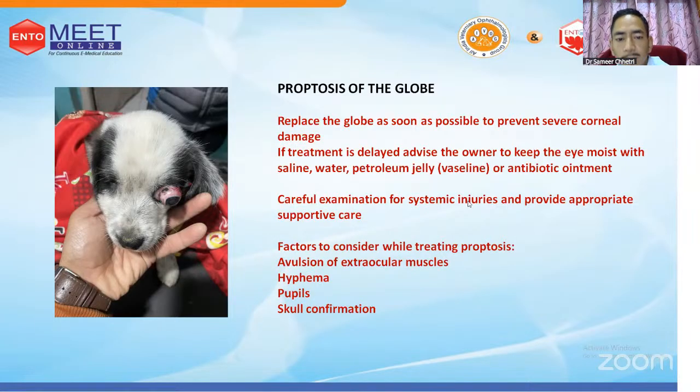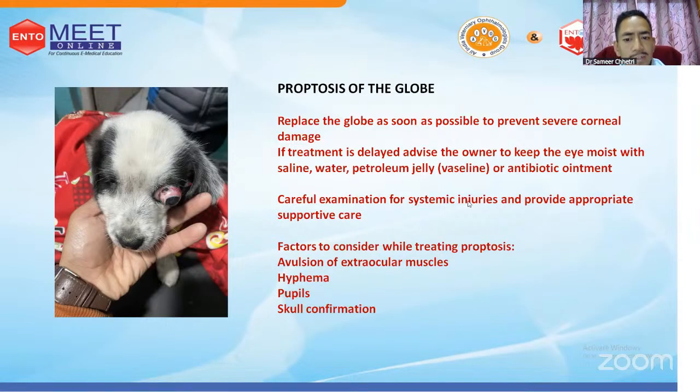A careful examination for any systemic injuries should be done, and appropriate supportive care provided, because most of the time, whenever there is a road traffic accident in pets and they are taken to a clinic, we only tend to check the eye and that is the only portion where we focus. But there are also other underlying life-threatening conditions which we tend to ignore. So all those problems need to be checked thoroughly. The animal should be checked thoroughly, and not just the globe. And of course, the globe has to be replaced as soon as possible without any delay.